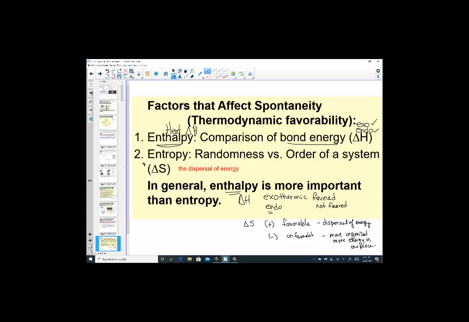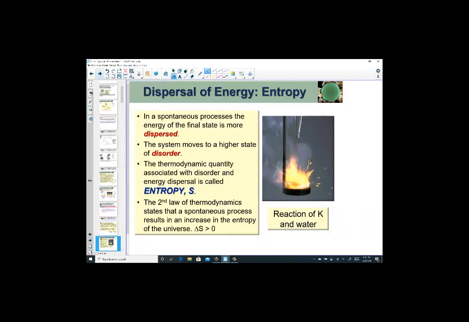Now let's keep practicing that idea of spontaneity. The dispersal of energy, known as entropy. In a spontaneous process, energy dispersed from the initial state to the final state is a favorable process. Dispersal of energy is favored. Now, to do that, the system moves to a higher state of disorder, right? Less organization creates a higher entropy. This thermodynamic quantity associated with the disorder is known as entropy, and it gets the letter S to designate its symbol. I don't know why S, but it is entropy. And that's going to be the focus of our second law of thermodynamics. It states that a spontaneous process results in an increase in the entropy of the universe. The universal amount of entropy increases.